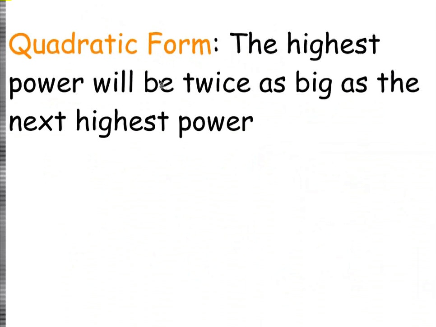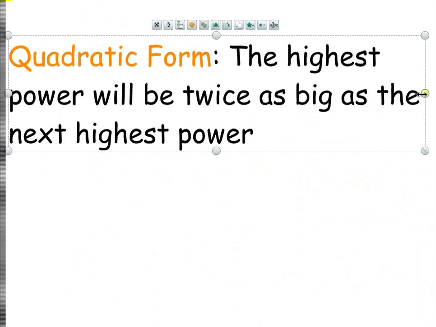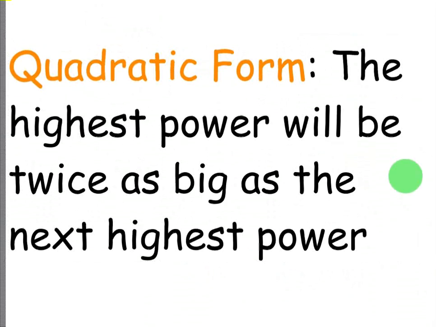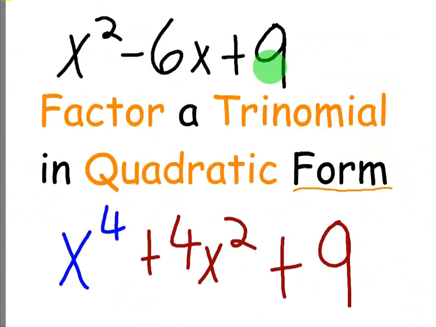So how do you know if you can use the x method even if the highest power is not 2? Well, this is how: as long as the highest power is twice as big as the next highest power. Does everybody see that this power right here, 4, is twice as big as 2? And it's also true up here: 2 is twice as big as 1, right? Even though you can't see it, there's a 1 right here. So anytime this number is twice as big as this number, you can always use the x method.